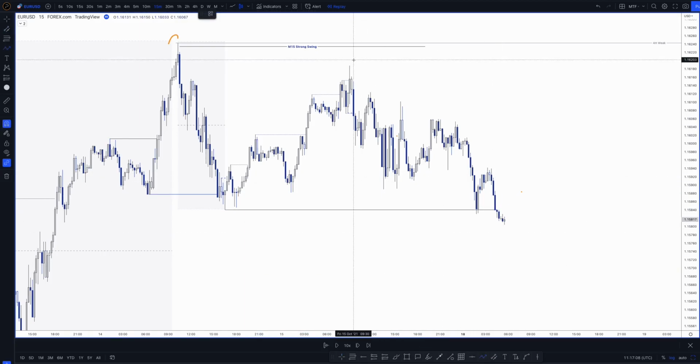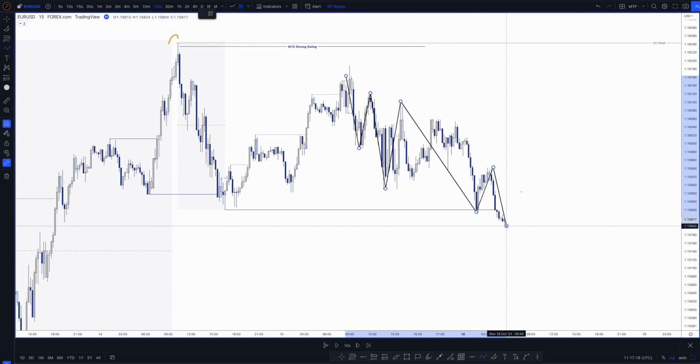So you can see that internal structure. Lower low, lower high, lower low, lower high. Then it just chopped around from within there. Eventually got that internal lower low. Didn't quite get the BOS, pulled up again, and then we eventually got the break, okay?